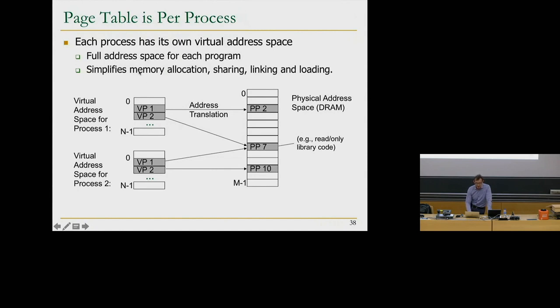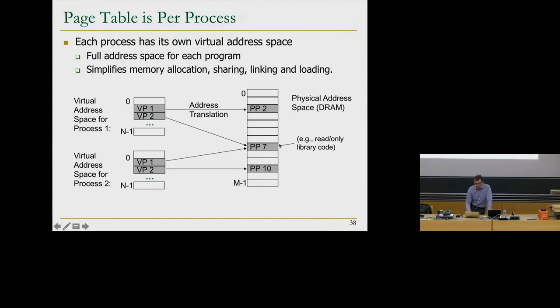And you can see that this simplifies memory allocation, sharing, linking, and loading. The operating system handles a lot of these. So if you look over here, in this case, virtual page 2 in the virtual address space for process 1 maps to physical page 7. And virtual page 1 in virtual address space of process 2 maps also to physical page 7. Why? Because it looks like it's read-only library code.